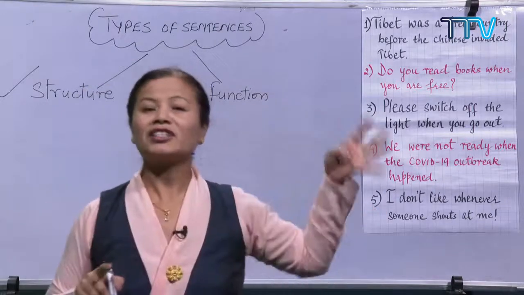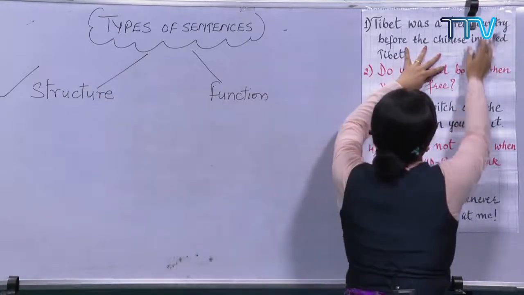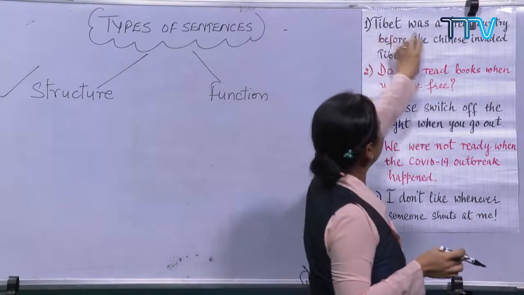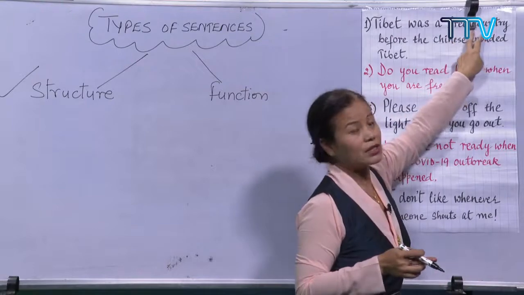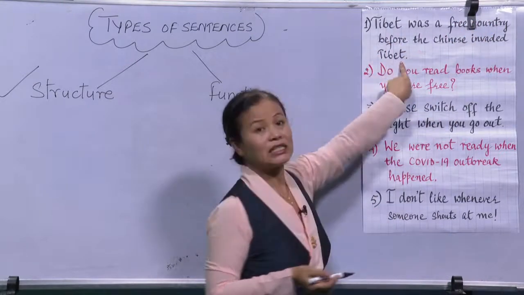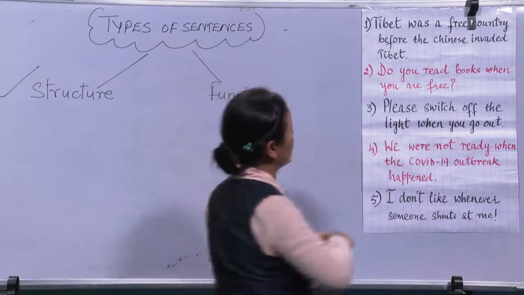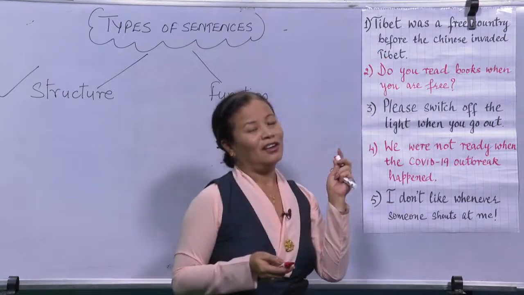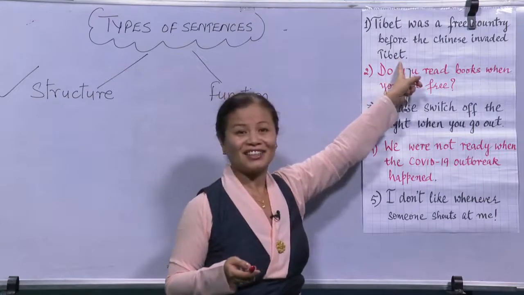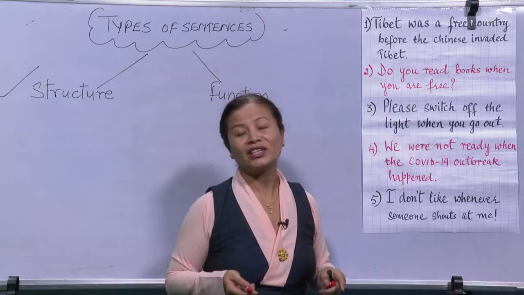So I'm looking at the functional aspect of sentences. Let's read the first sentence. Okay, it's hidden there, but I hope you can just read. Tibet was a free country before the Chinese invaded Tibet. If you just look at the structure of this sentence: Tibet was a free country before the Chinese invaded Tibet.